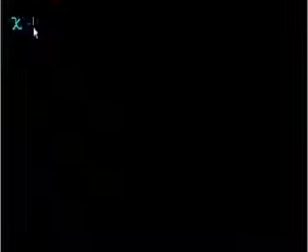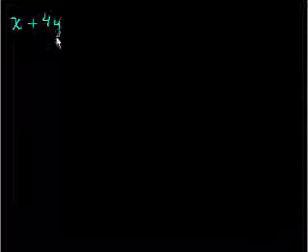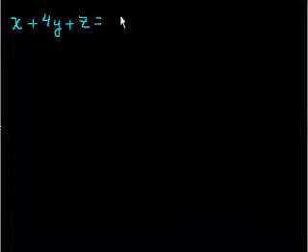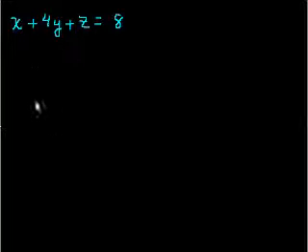We've done a lot of work with two equations and two unknowns, where each equation in two variables represents a line, so you're just trying to find the intersection of lines. But what happens when you start having three variables in a linear equation? So for example, let's say I had x plus 4y plus z is equal to, well, let's say it's equal to 8.